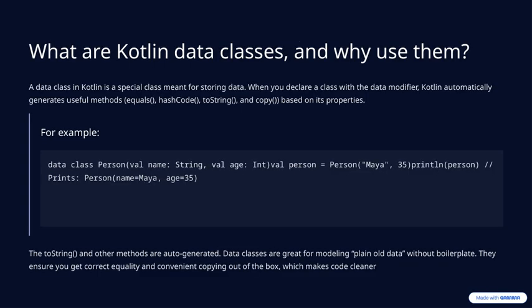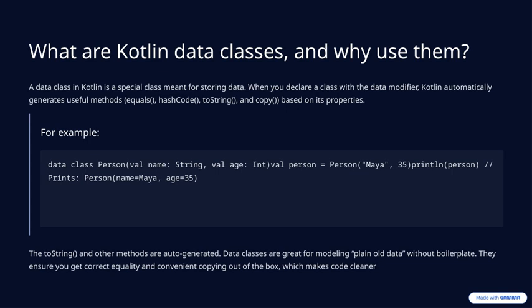So what exactly are Kotlin data classes and why should we use them? Well, a data class in Kotlin is a special kind of class designed specifically for storing data. When you declare a class with the data modifier, Kotlin takes care of generating some useful methods for you automatically. These include equals, hashCode, toString, and copy, all based on the class's properties. For example, if I write data class Person with a name and age, Kotlin will generate these methods for me.